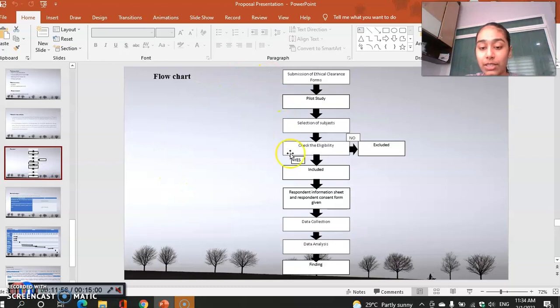So this is the flowchart. Submission of ethical clearance forms first, then the pilot study, then the selection of subjects, then check for eligibility. If not eligible, you'll be excluded, and if eligible, you'll be included. Then we'll be giving the respondent information sheet and the respondent consent form. After that will be the data collection, then data analysis, and then the findings.